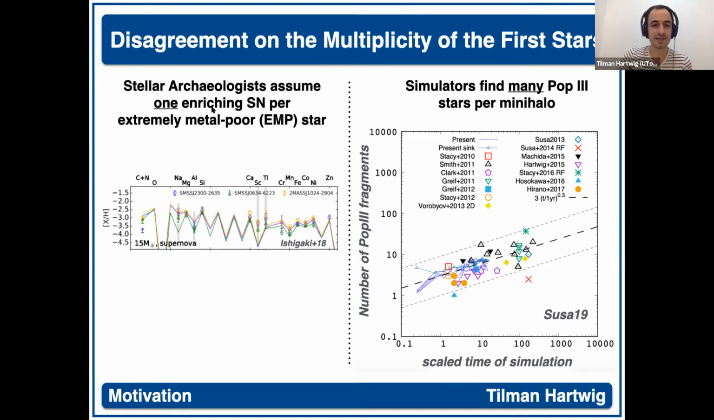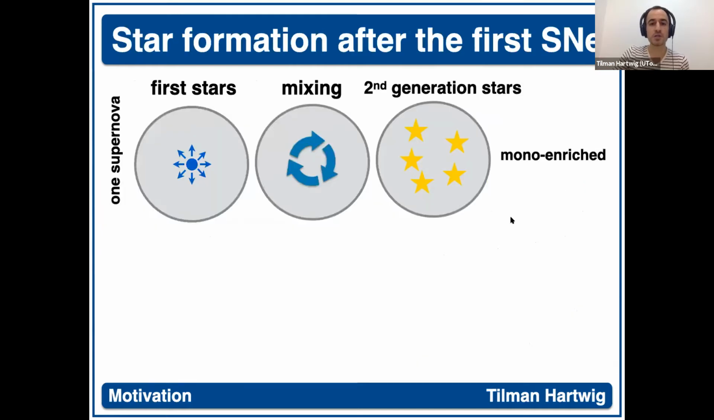However, again, stellar archaeologists, for simplicity, assume one enriching supernova. And so we ask the question: can we say if maybe multiple supernovae enrich extremely metal-poor stars? A more cartoonish version of this, the standard scenario that people assume: we have the first stars, one star per galaxy, per mini halo. It produces metals, those mix with the pristine interstellar medium. We form second generation stars, which I would refer to as mono-enriched.